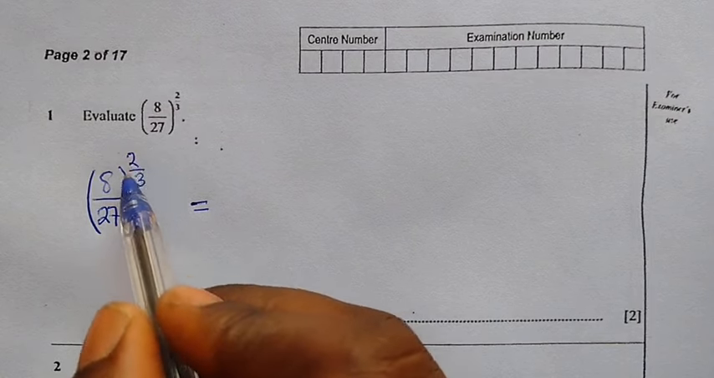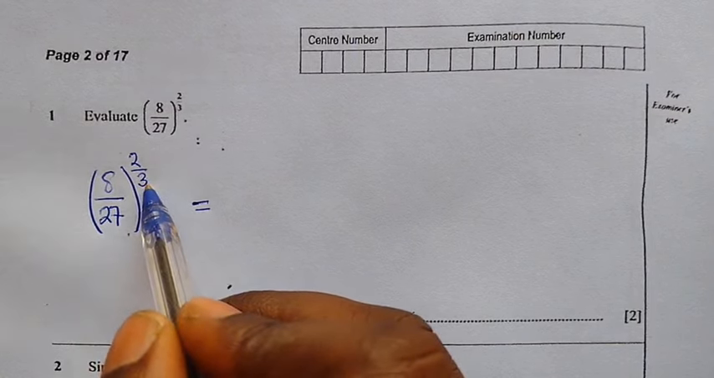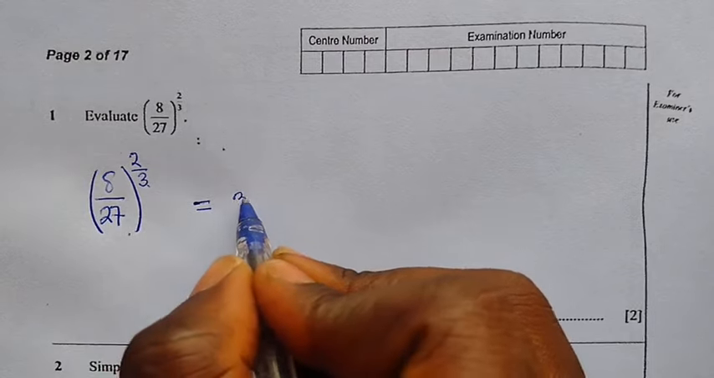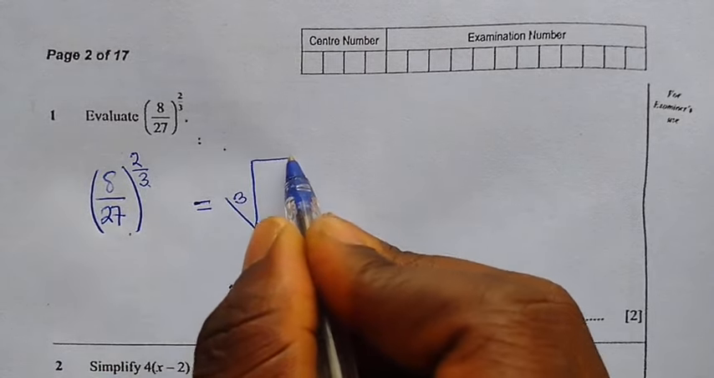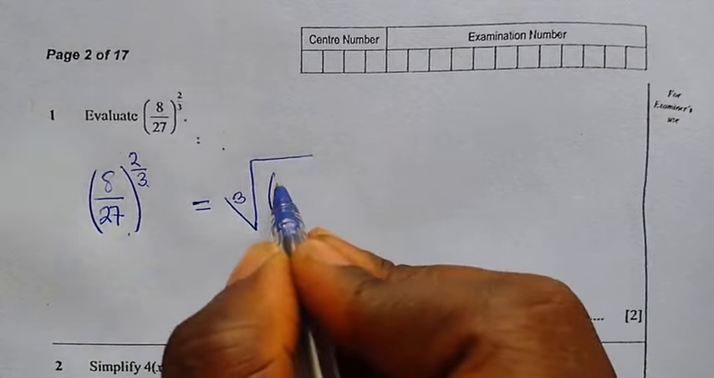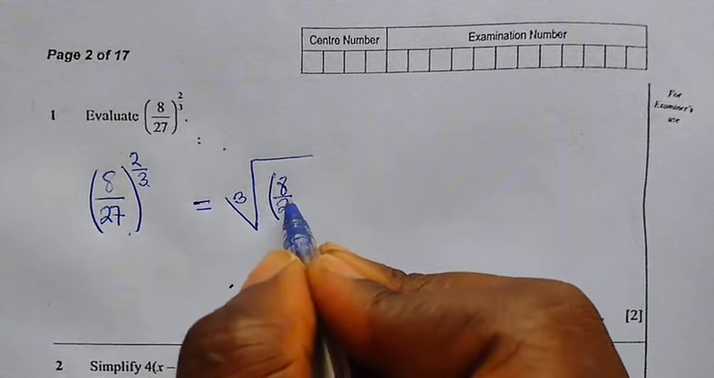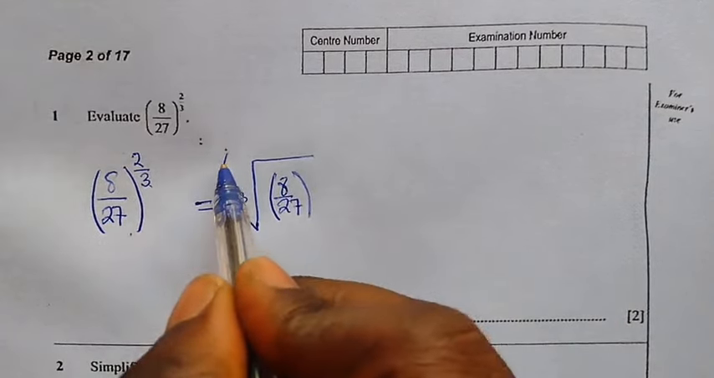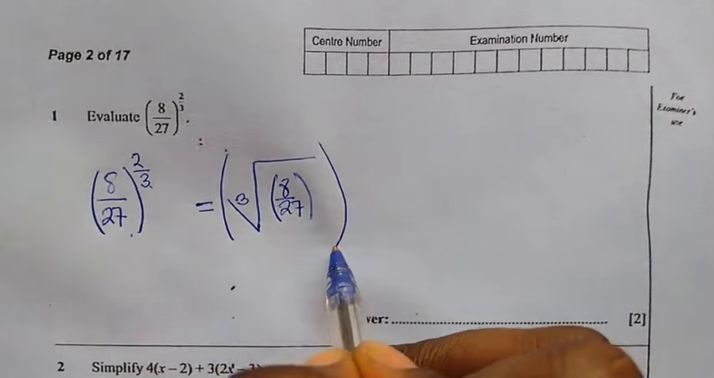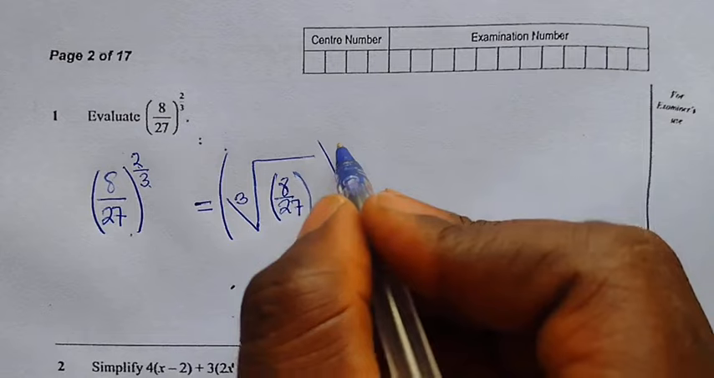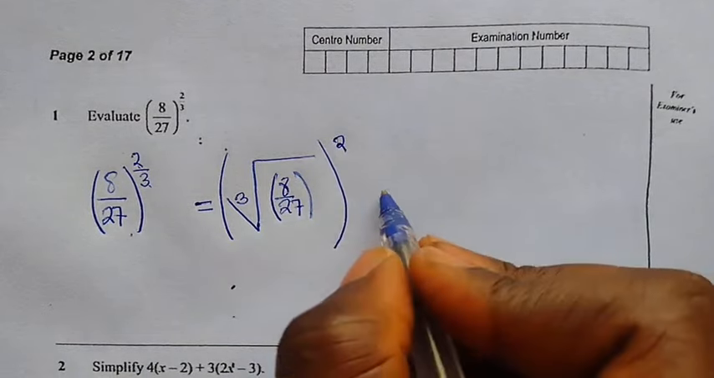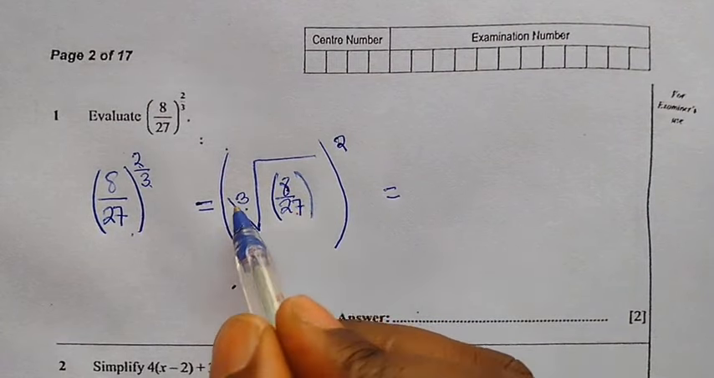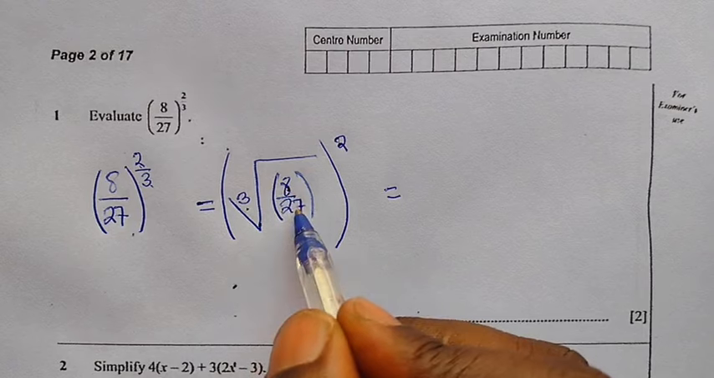Since the power is in fraction form, this 3 represents the root. So we are going to say third root of the base. Our base is 8 over 27. This is how you present your work. Then you put everything in brackets, and this 2 becomes the power. So I will say the third root of 8 and the third root of 27. These third roots are affecting both the numerator and the denominator.